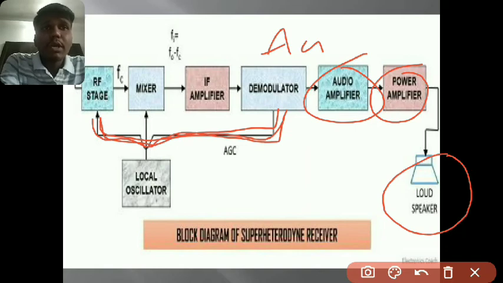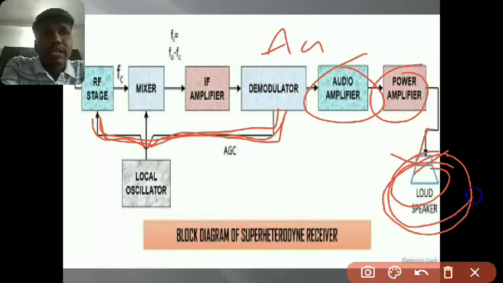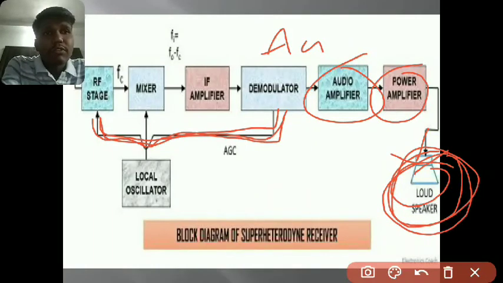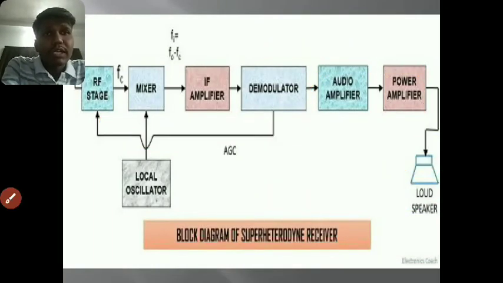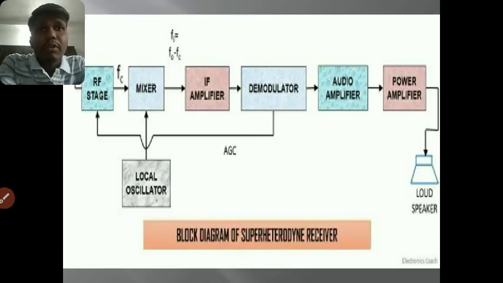Loudspeaker: the output of the power amplifier is fed to the loudspeaker through a matching transformer. The speaker converts the electrical variation into sound waves, reproducing the modulated wave caught by the antenna. Then finally we get the sound produced by the loudspeaker. So this is the process of the super heterodyne receiver block diagram.